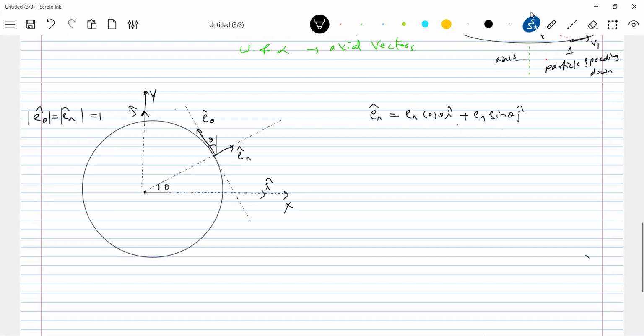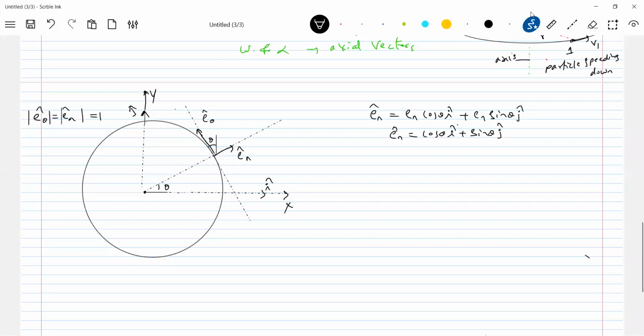Okay, fine. So let's write the equation. So En, this should be equal to how much here? Finally, En should be equal to magnitude 1. So this En cap is equal to cos theta i cap plus sin theta j cap.